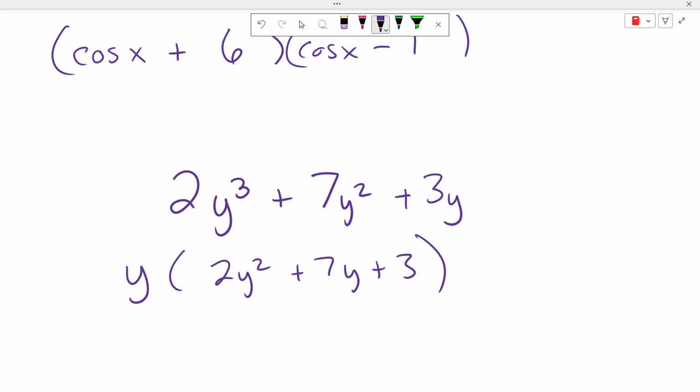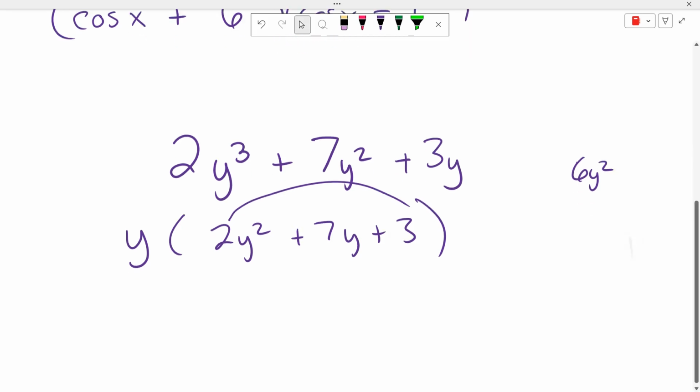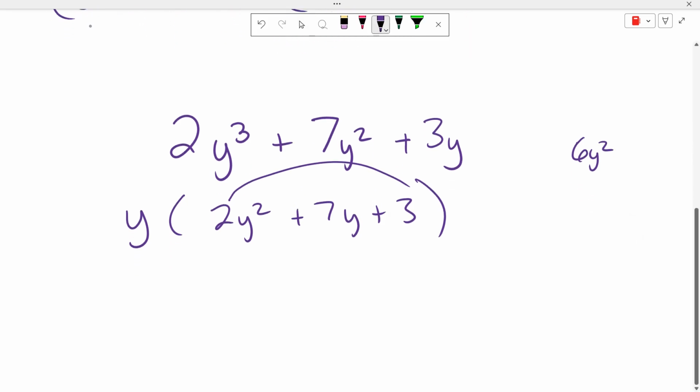So remember doing the AC method. Multiply 2y squared by 3. So take these two times each other. 2y squared times 3 is 6y squared. Now, what are factors of 6y squared that add up to 7y? 1y and 6y add up to 7y. So these would add up to the middle term. So these are the two terms we're going to use.